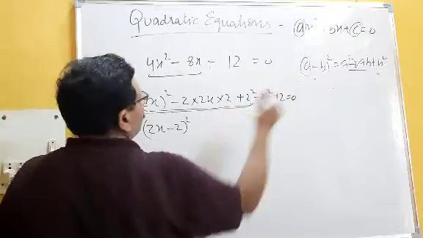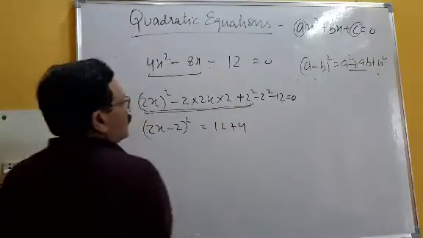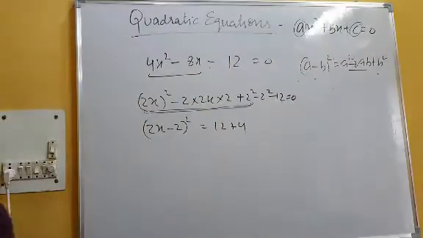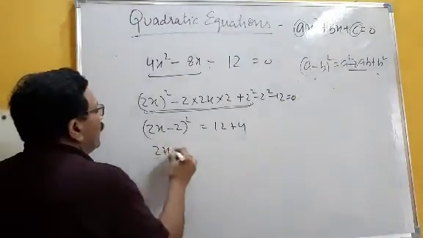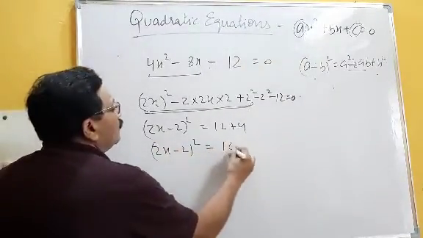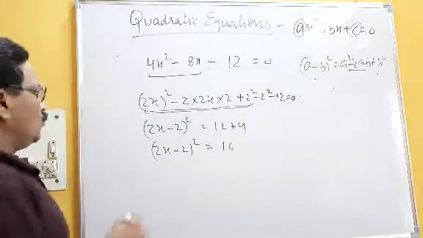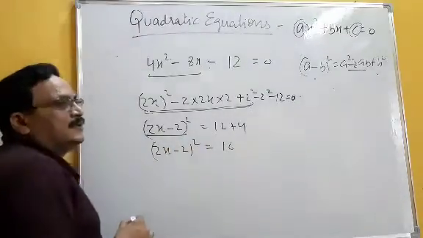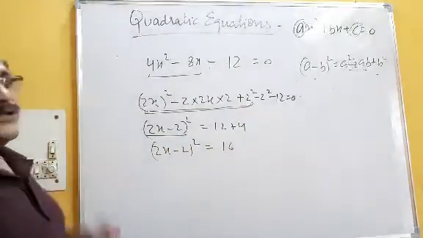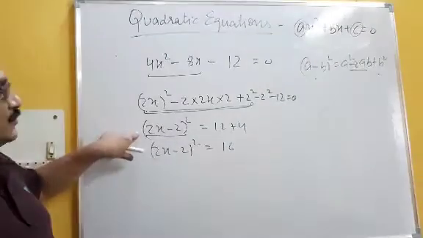Right? And take these two on this side, 12 plus 4. That is understood? It is very clear. Now (2x minus 2) whole square equals 16. So what have you done? You converted this form into a complete square. It is called completion of square, for this part only.